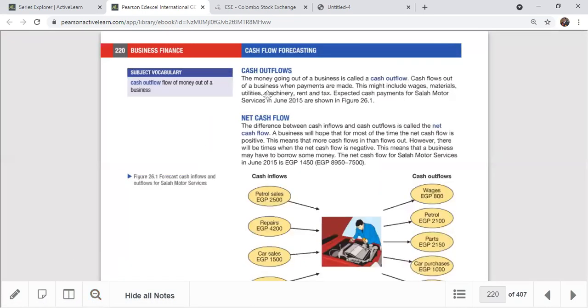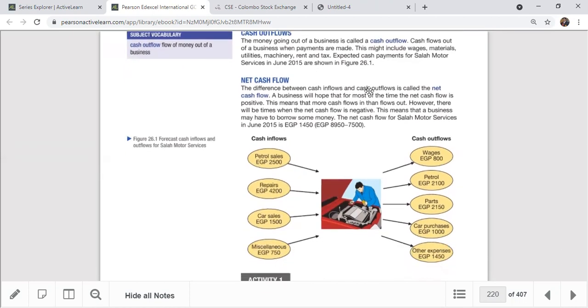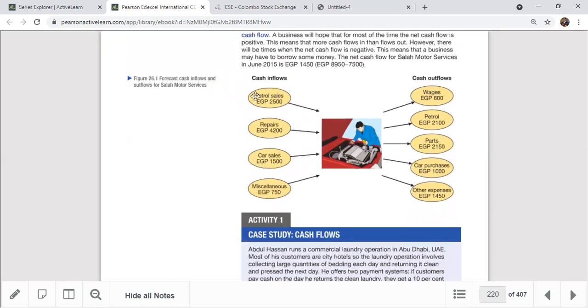Cash outflow means money going out of the business, like purchasing equipment, purchasing raw materials, paying utility bills, rent, tax. So many examples are there, right? And the net cash flow is the difference between cash inflow and cash outflow. Look at this example. Inflows normally come from petrol sales, repairs, car sales, miscellaneous incomes. Outflows are wages, petrol, parts, car purchases, other expenses.